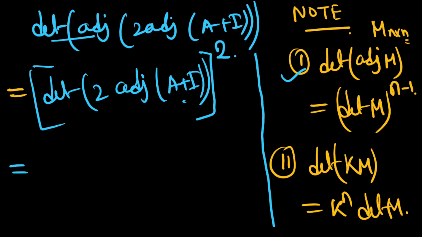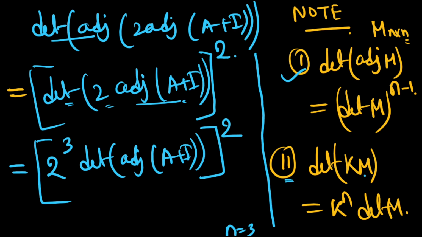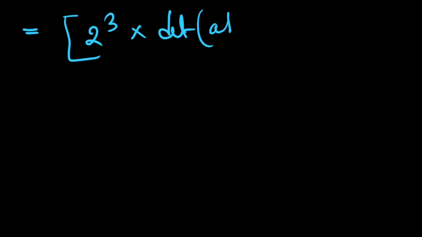Now we use the second formula, determinant of a constant multiple of a matrix. We apply this formula: 2 power n, here n is equal to 3. So 2 power 3 into determinant of adjoint of A plus I to the power 2. Now we simplify it: 2 cubed multiplied by determinant of adjoint of A plus I power 2.